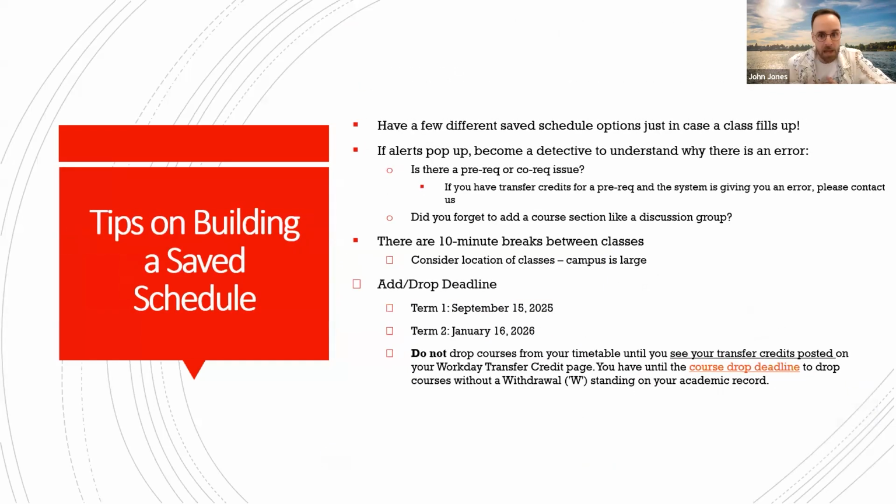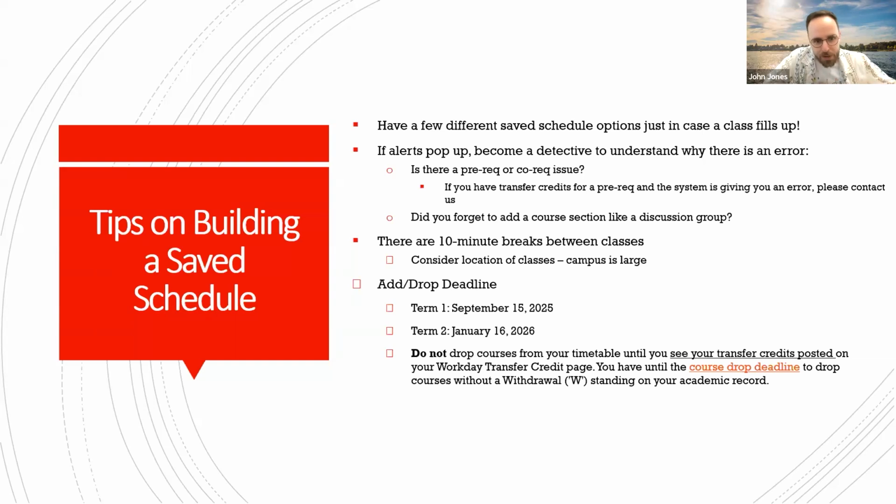In terms of some tips for building a saved schedule, I would recommend having a few different saved schedule options for when a class fills up. You might find that when you go to register, in your term one schedule, for example, you've selected a really popular humanities social science course, and you're thinking, I would love to get into that. But then you go to your registration time, you've got that one saved schedule, you click to register into it, and there's an error because that humanities social science course you were hoping to get into is full.